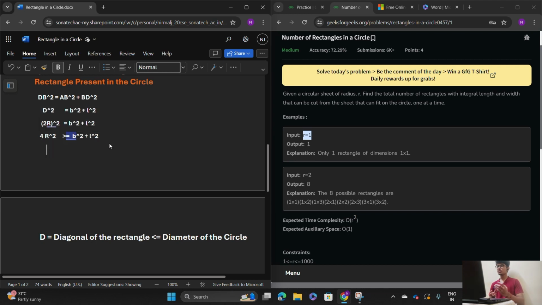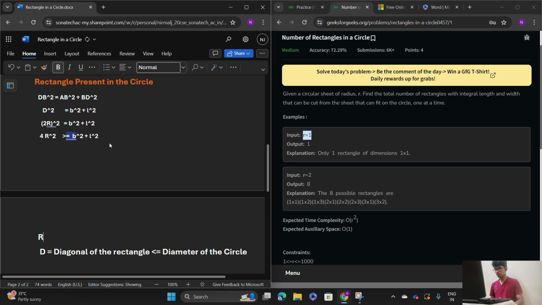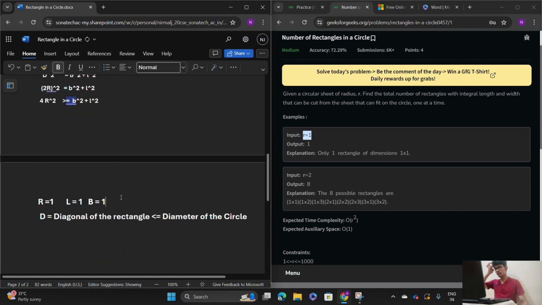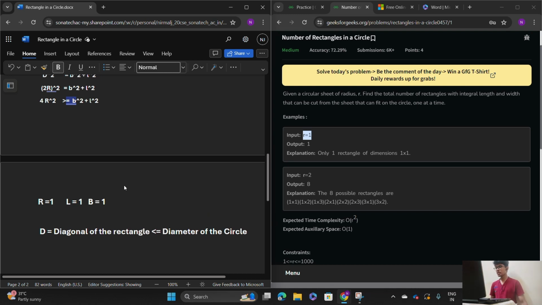Now let me substitute r equal to 1 and see what dimensions we are able to get. Initially I'm going to take r equal to 1. And just like that, I'm going to take one value: the length is equal to 1 and the breadth is equal to 1. This is just for an example. So when length is equal to 1 and breadth is equal to 1, I need to check whether my condition is satisfied or not.